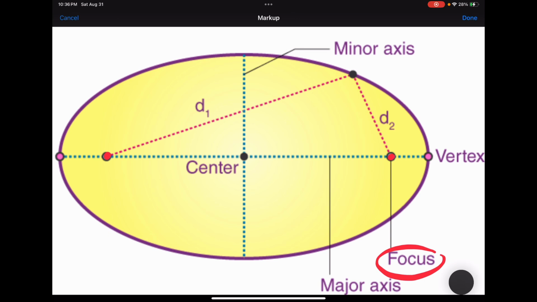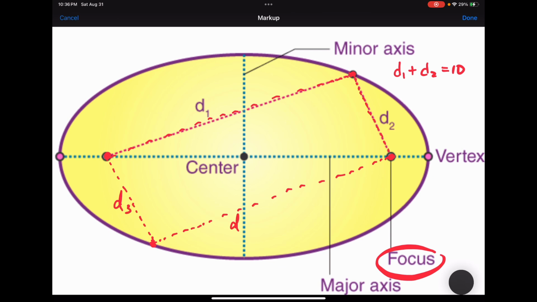Take any point on the ellipse, the distance from this point to one of my foci, and then the distance to the other focus, the sum is constant. For example, d sub 1 plus d sub 2 is equal to 10. And I have another point, any point on the ellipse. Then I connect this focus with my point, and then this point with the other focus. So this is d sub 3 and this is d sub 4. The sum is the same, so d sub 3 plus d sub 4 is also equal to 10. So any point on this ellipse needs to satisfy this relationship.